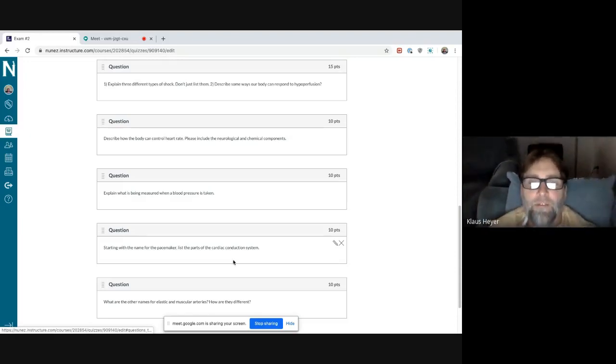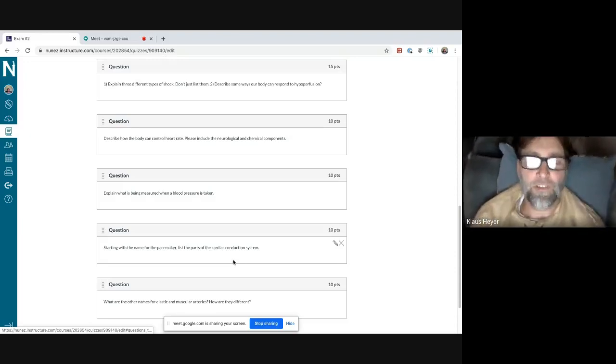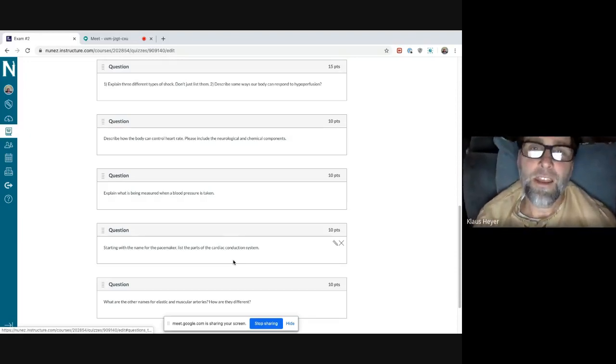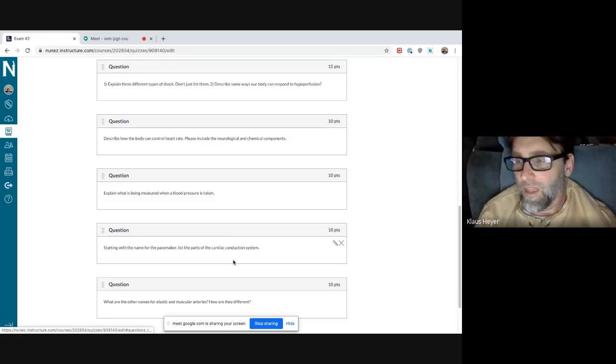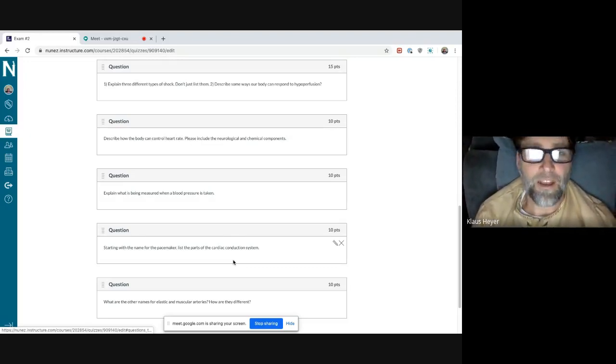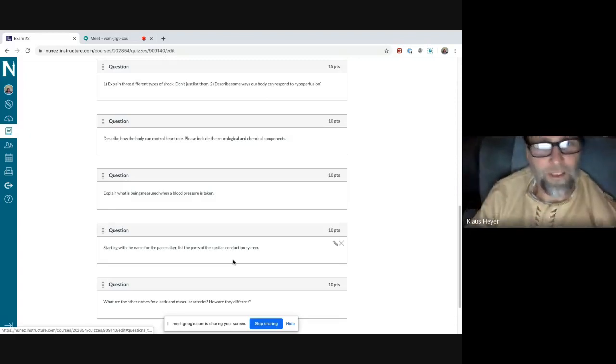Starting with the pacemaker, list the parts of the conduction system. It's the SA node, AV node, bundle of His, the bundle branches, the Purkinje fibers. That's it. That was just kind of listing out those 5 things.